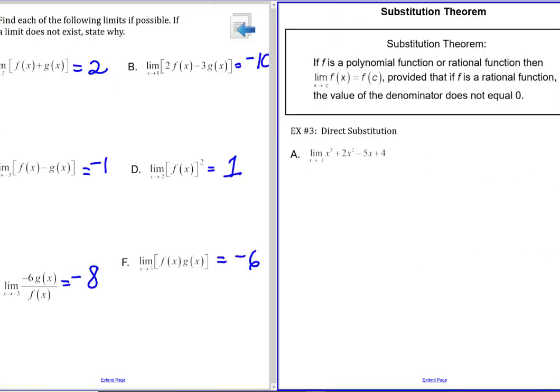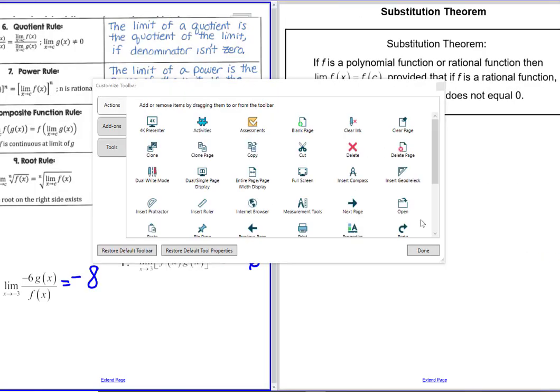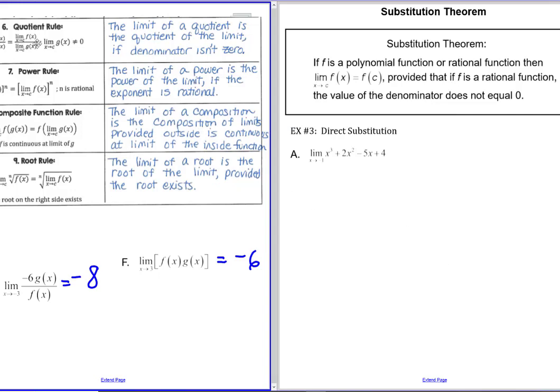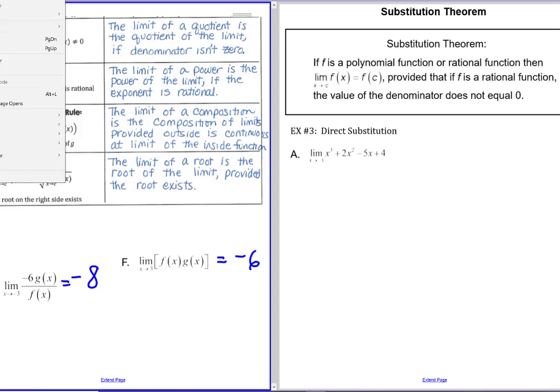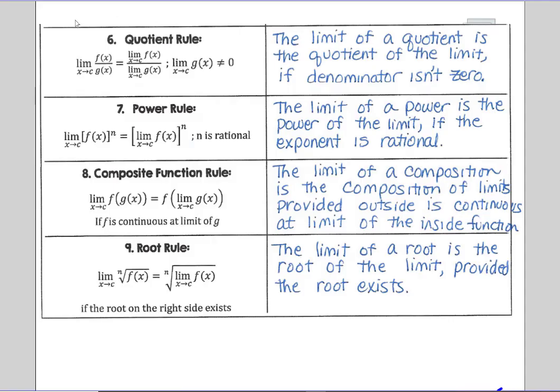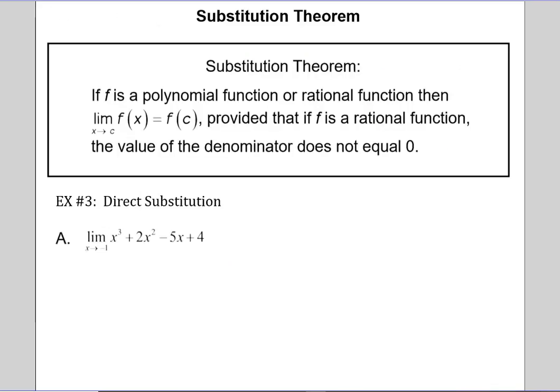Now, the substitution theorem says if f is a polynomial function or a rational function, then the limit as x approaches c of f of x is going to be the function value, provided that if f is a rational function, the value of the denominator doesn't equal 0. So we'll see what that's about using substitution.